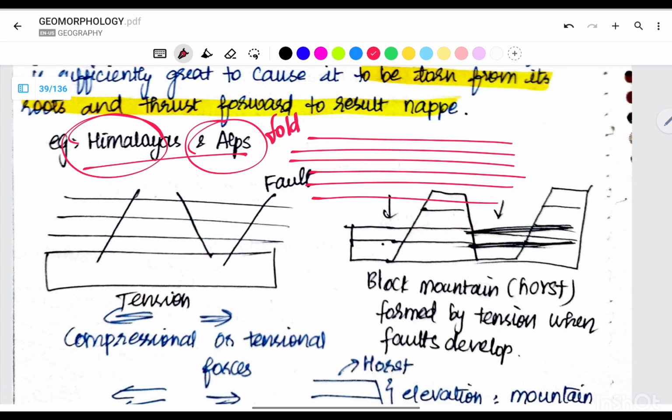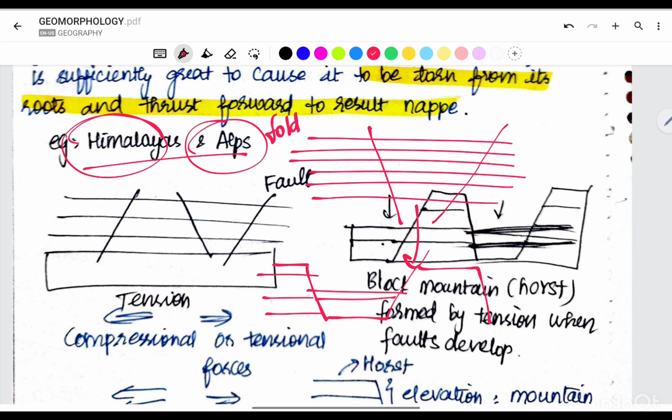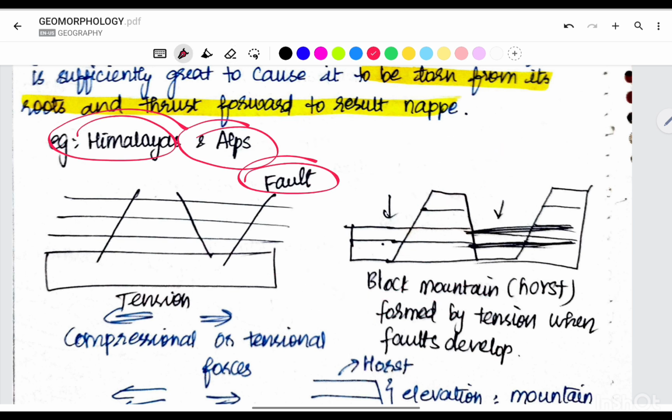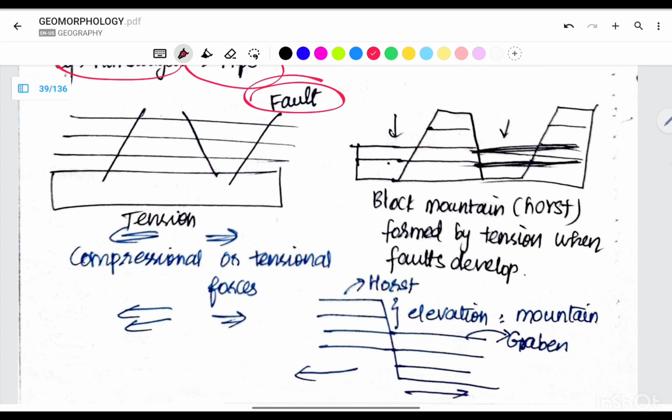Now we have the fault. A layer is there, but due to the radial forces, it is subsiding. It results in a structure like this, and this is what we call the fault mountains. Examples of fold mountains are the Himalayas and the Alps.